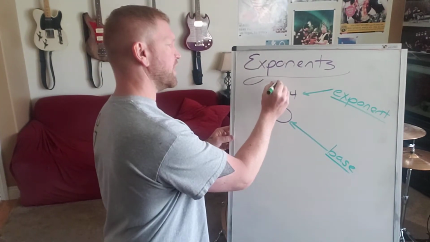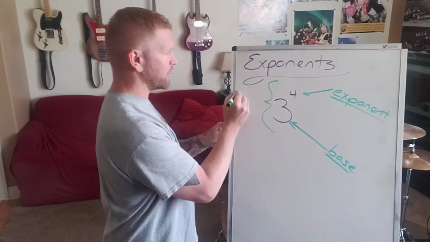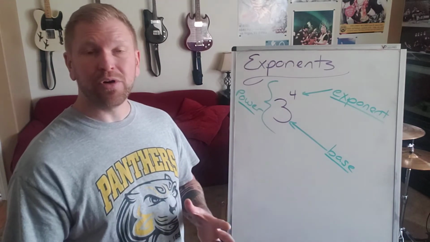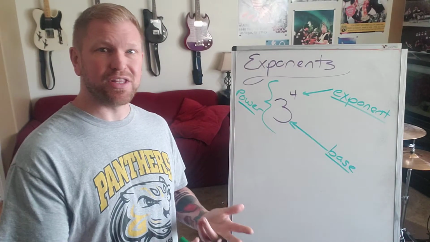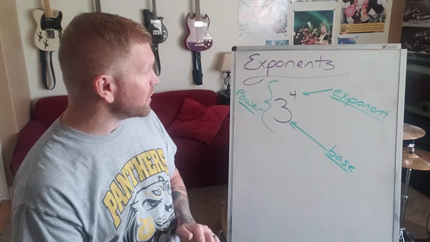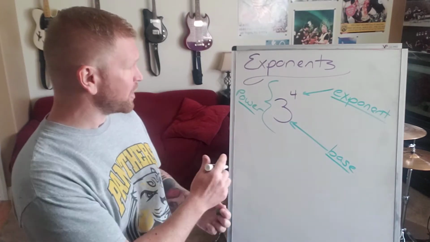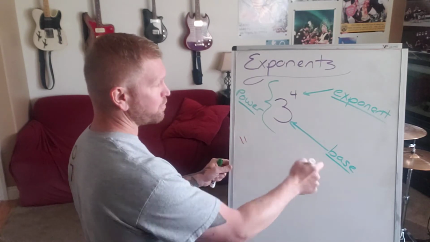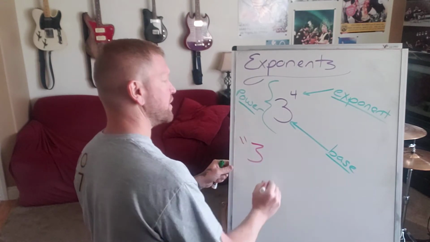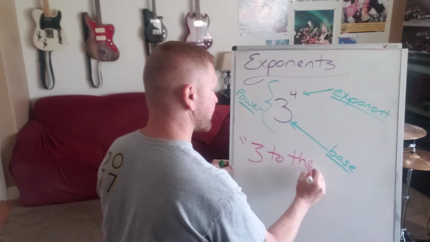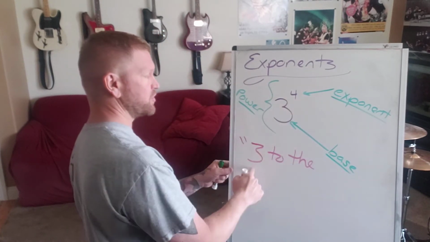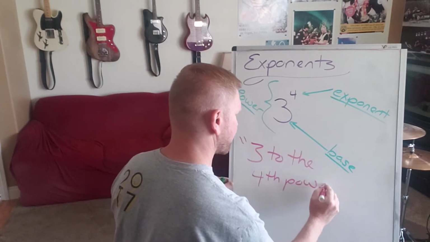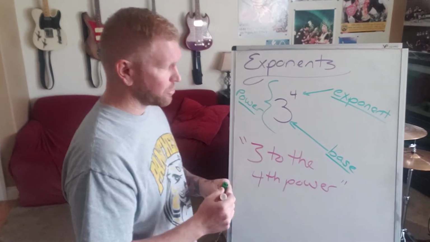Now the whole thing together is called a power. So the whole thing is the power, and the power has 2 parts. It's got the base and the exponent. All right, so then also, how do you say this? When you look at this problem, how do you read it? Here's what you read. You say the base, which is 3. You say 3, then you say to the, and then this tells you what power it is. So it's 3 to the 4th power. And that's how you verbalize that.